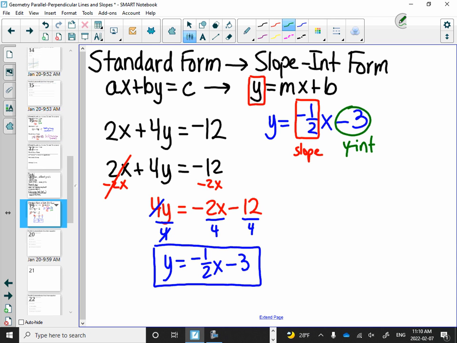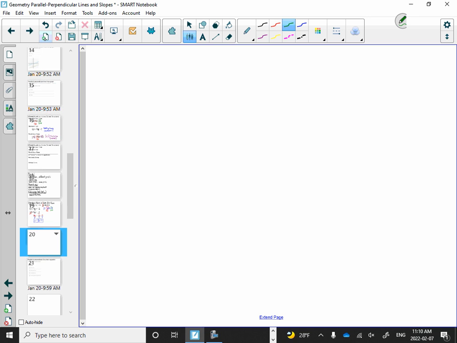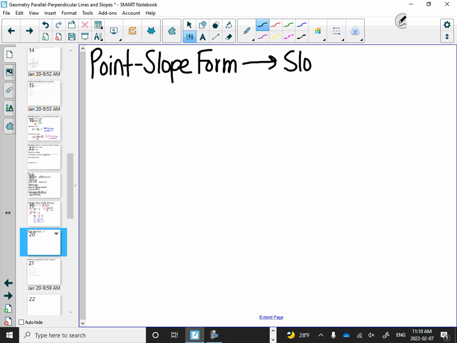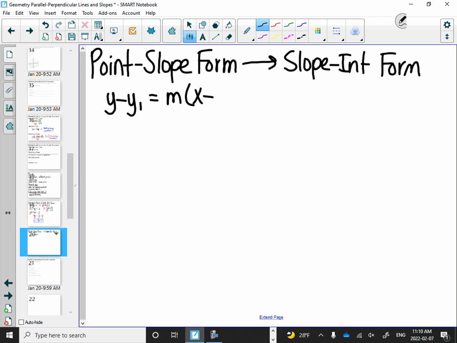Now, I'm going to show you how to go from point-slope form to slope-intercept form. Is everybody okay with that? I know some of you aren't quite done writing, but I can come back if I need to. This is point-slope form converted to slope-intercept form. Point-slope form is this. And we're converting it again to that.